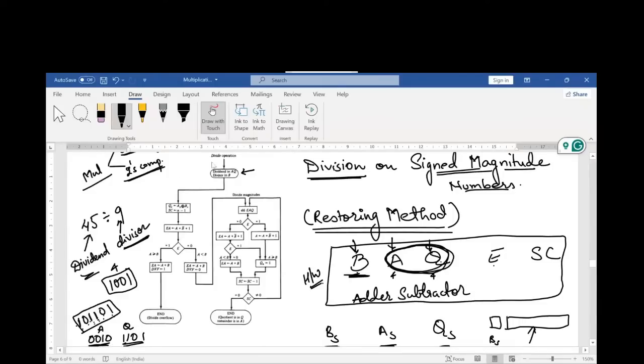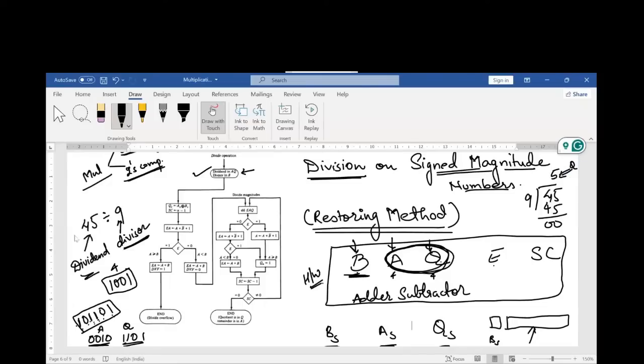Now, after this first step, as this is division on sign magnitude numbers, we need to calculate the sign of my final result. My result here is my quotient. When I perform 45 divided by 9, 9 fives are 45, and the remainder is 0. This is known as the quotient. So what would be the sign of the quotient?